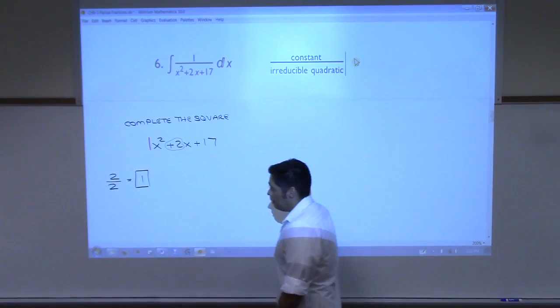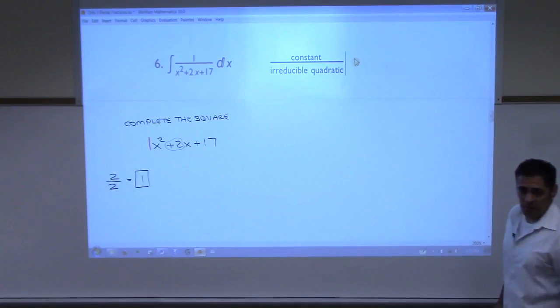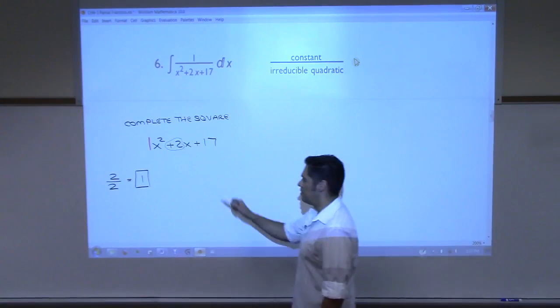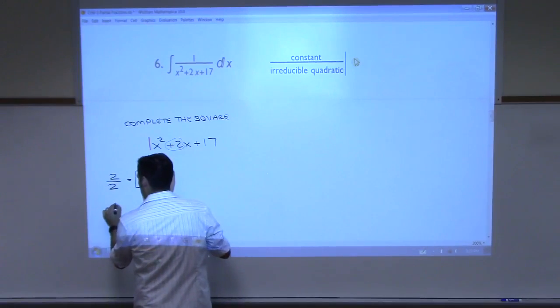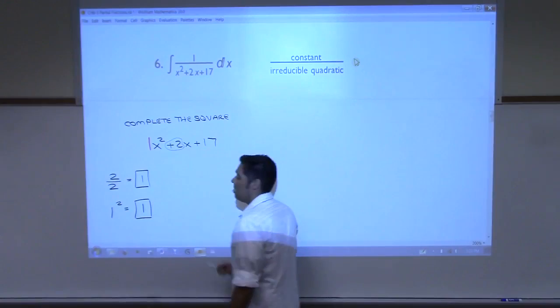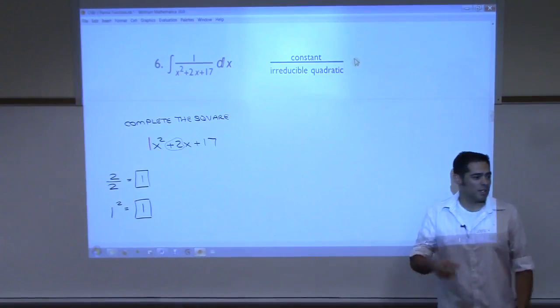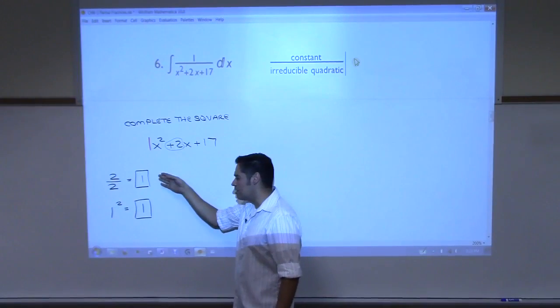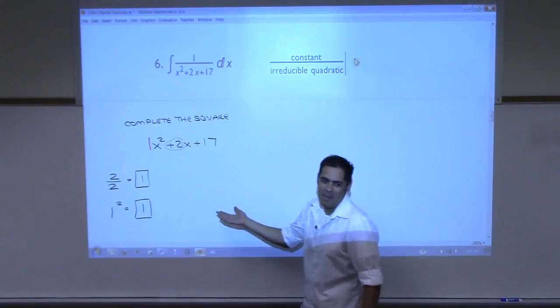I'm going to box that number. It's going to be an important number for us. I'm going to use it later. Do you remember the next step? Square that number. So take this number, 1, and square it, and we happen to get 1 again. And that's the second important number. We're always going to get 2 numbers when we complete the square. I call them the first magic number and the second magic number, even though they're not magic. Okay?